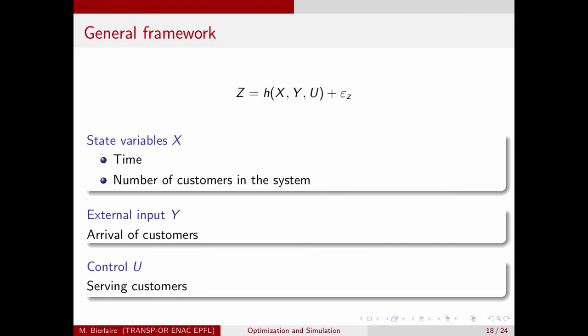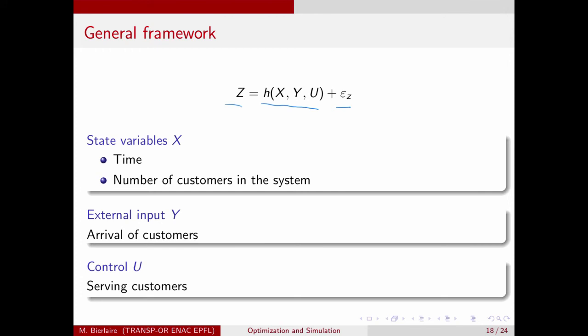Now that we have seen this example, let's put it in the context of our general framework. If you remember, the general framework was summarized by this equation, where we have a system that depends on 3 types of variables, X, Y, and U, capitalized because these are random variables. There was some noise, and then we had the indicators, capital Z.